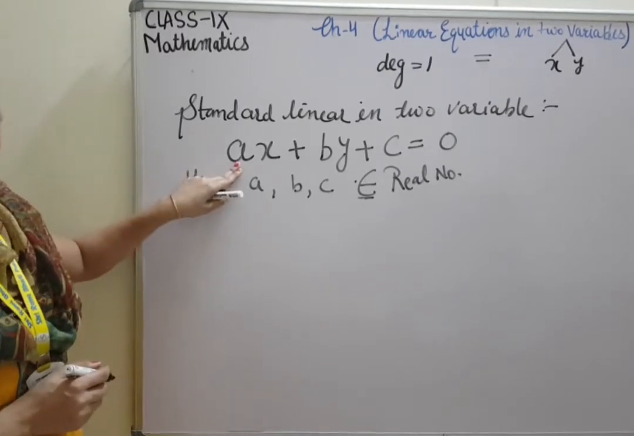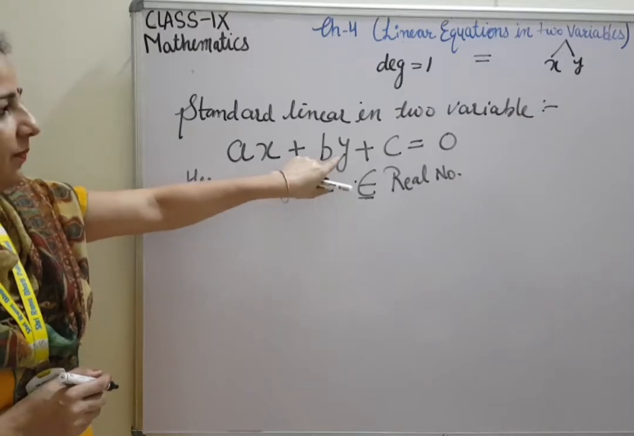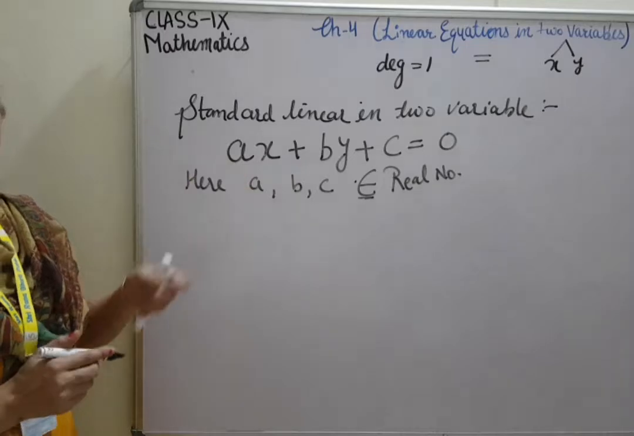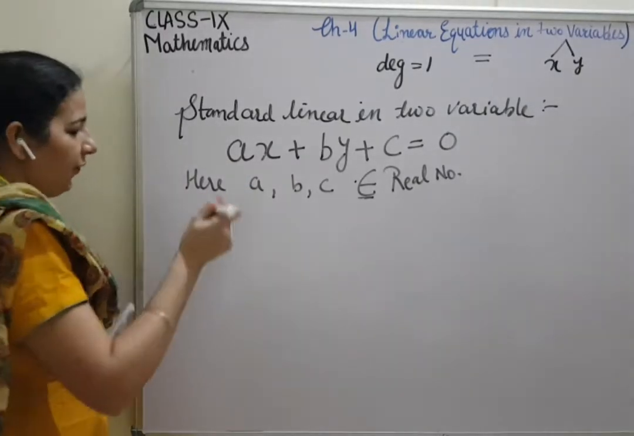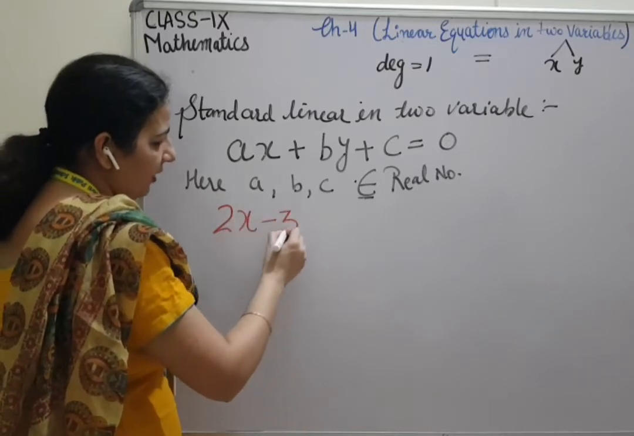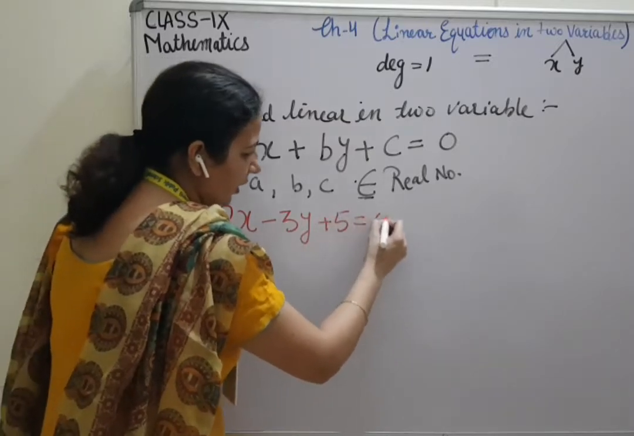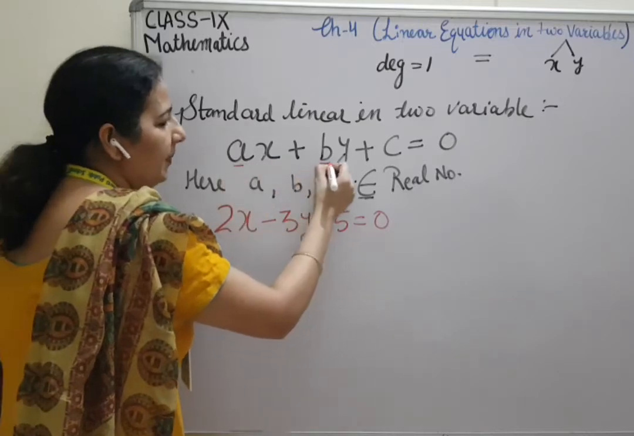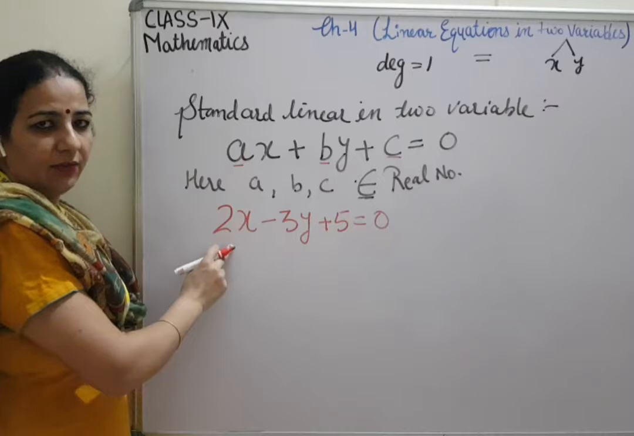Here a can be 0, then it will reduce to a one variable. If b is 0, then this linear equation will reduce to one variable, that will be in x. So if I give you this equation, 2x minus 3y plus 5 is equal to 0, then we can calculate the values of a, b and c just by comparing these two linear equations.